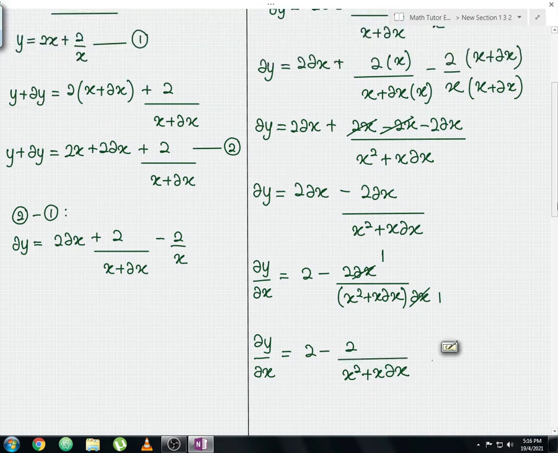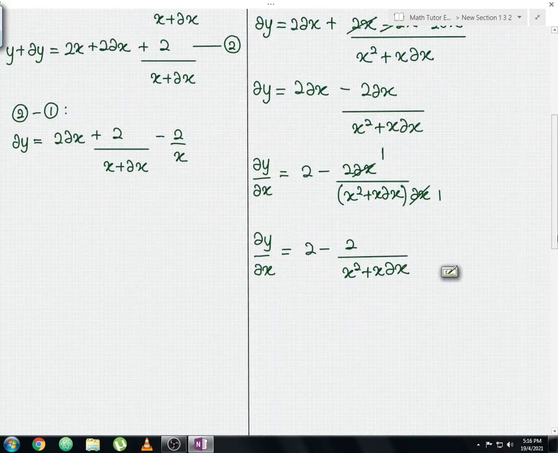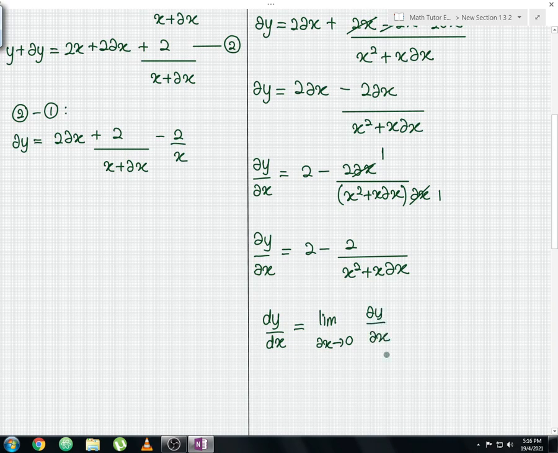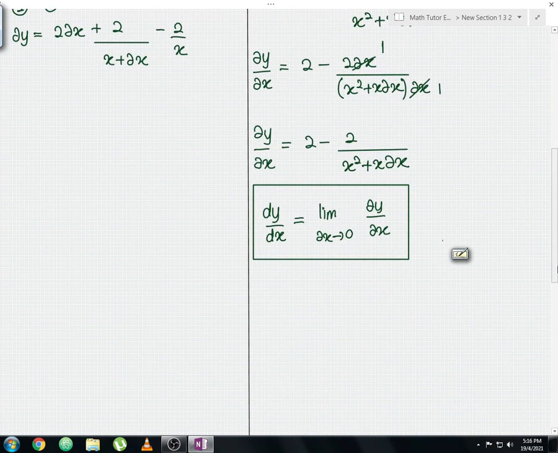So we are very close to our final step. For the final step, we're going to find the dy dx. To find the dy dx, dy over dx will be equal to the limit of delta x approaches 0 of delta y over delta x. So this is the formula, guys. Let me box this formula. From here, let us continue.